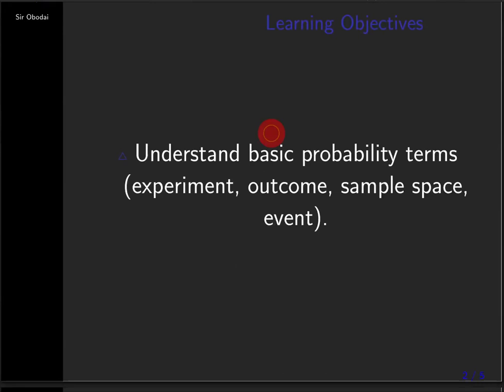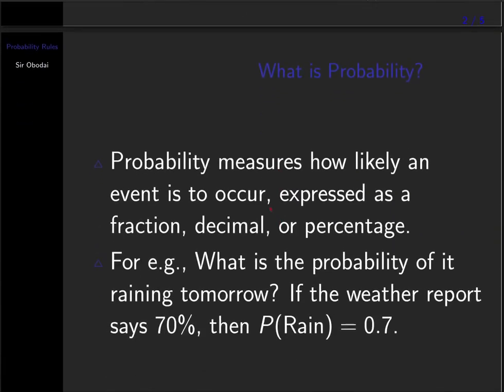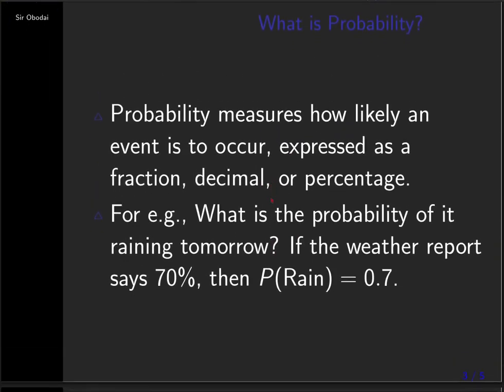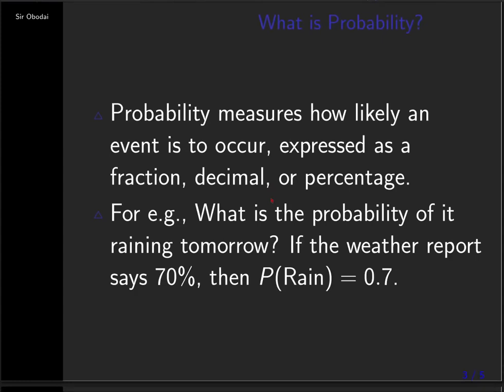We'll be looking at experiment, outcome, sample space, and the event. But before that, when we say probability, what do we mean? Probability measures how likely an event is to occur, right? So if you have an event, we'll look at the definition of events very soon. But if you have an event, is it likely to occur or is it impossible to occur? Is it certain or uncertain? Is it likely or unlikely? Probability measures that for us, right?